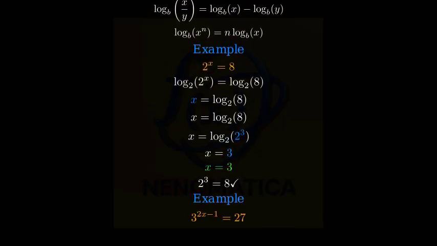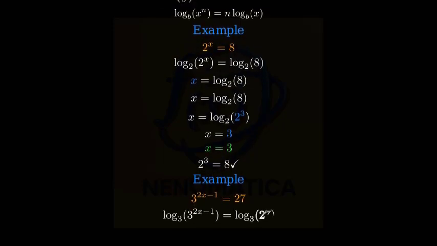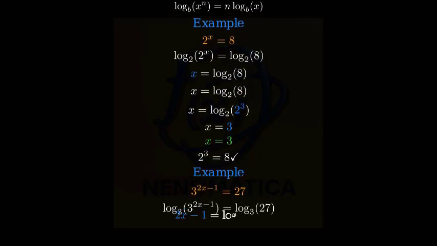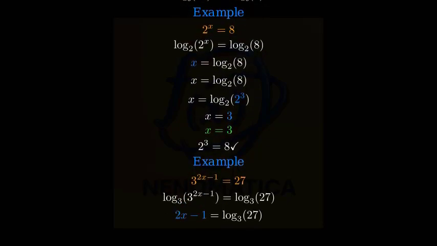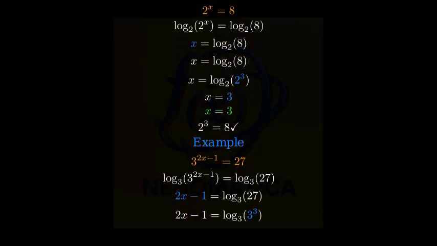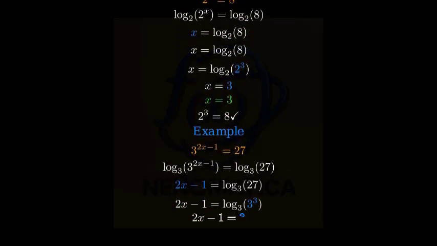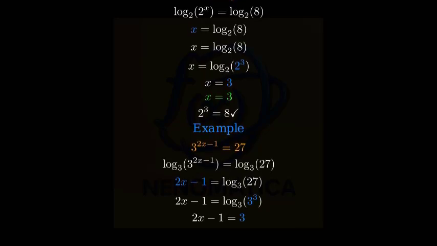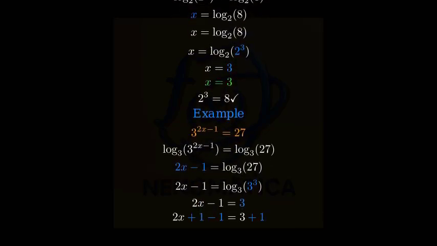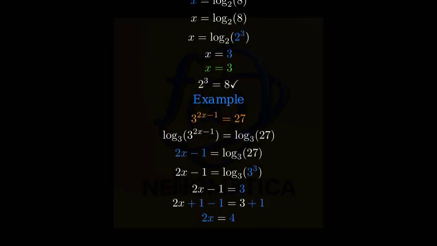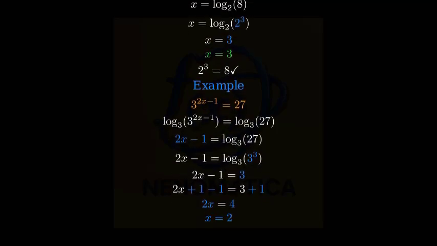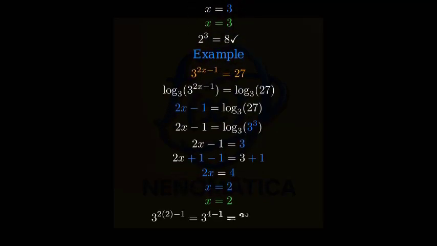Solve 3 to the power of 2x minus 1 equals 27. Let's solve this step by step. First, we take the logarithm base 3 of both sides. This gives us 2x minus 1 equals log base 3 of 27. We can simplify the right side by writing 27 as 3 cubed. So log base 3 of 3 cubed equals 3. Now our equation is 2x minus 1 equals 3. Adding 1 to both sides, we get 2x equals 4. Dividing by 2, we find x equals 2.